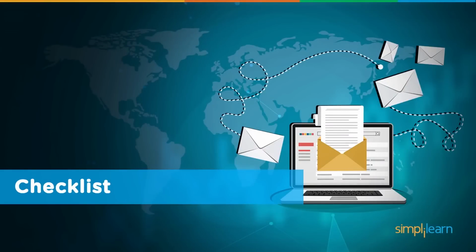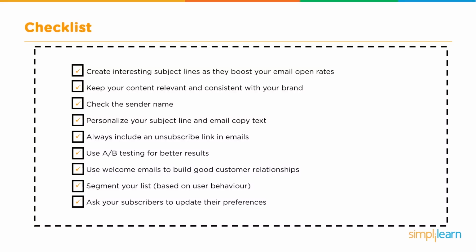Okay, so let's go over the checklist again for email marketing. So, good reminders on the checklist. This is a checklist. You want to make sure all boxes are checked. You want to create interesting subject lines as they boost your open rates. Direct correlation with open rates is subject line.